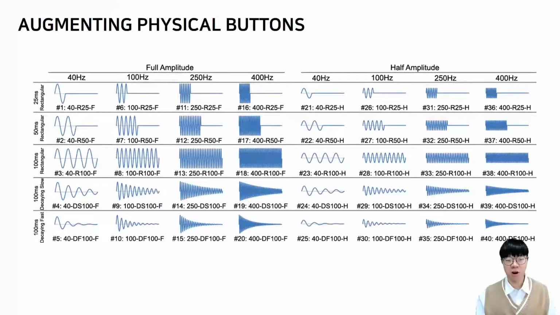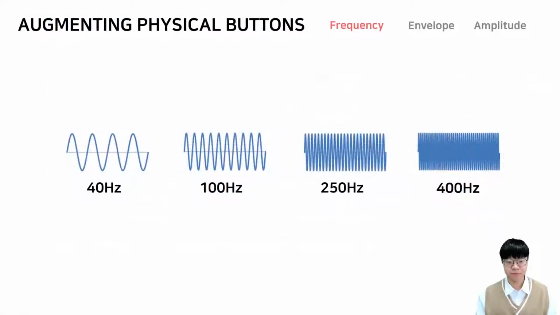For vibrotactile augmentation, we designed 40 vibration waveforms by varying vibration frequency, amplitude, and envelope. For frequency, we selected 4 values to cover the entire range mediated by the 2 rapidly adapting mechanoreceptive neural channels, called the RA1 and PC channels.